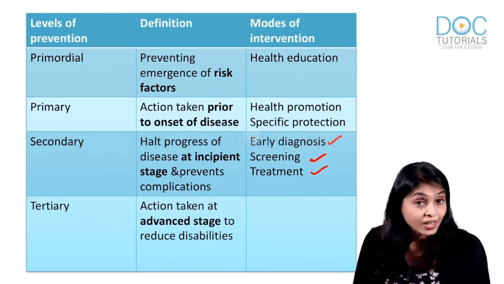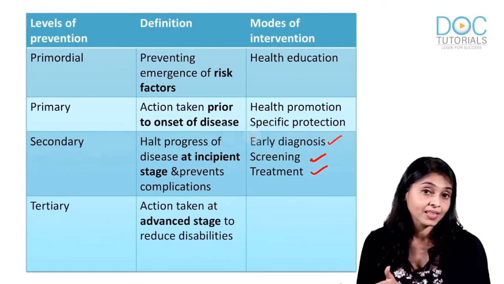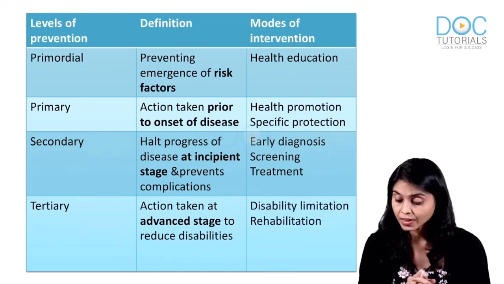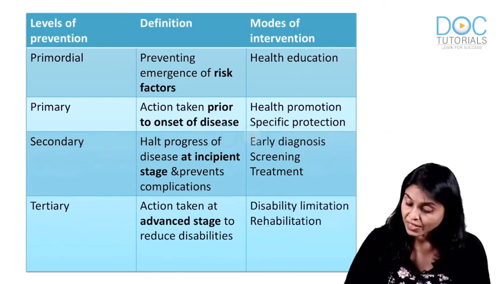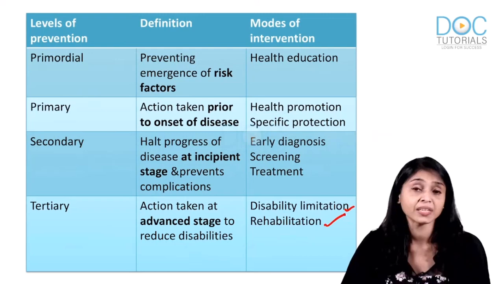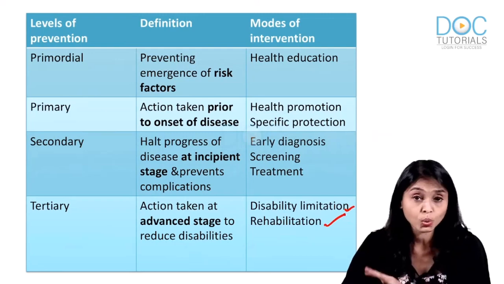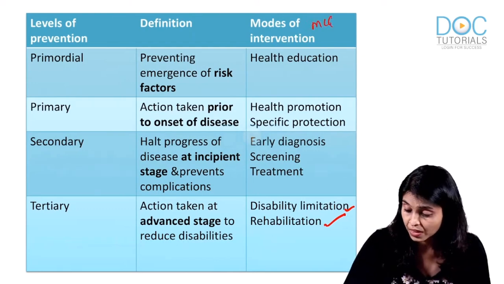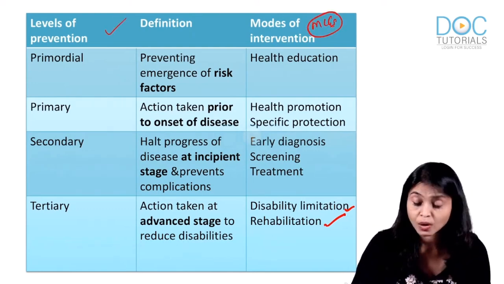And what is tertiary? We have already discussed. In tertiary, you are trying to rehabilitate the patient and you are trying to prevent further disability. So, the modes of intervention are disability limitation and rehabilitation. Please keep this in your mind. There is no need to mug up. Modes of intervention are very, very important MCQs. And these definitions of levels of prevention are also important.